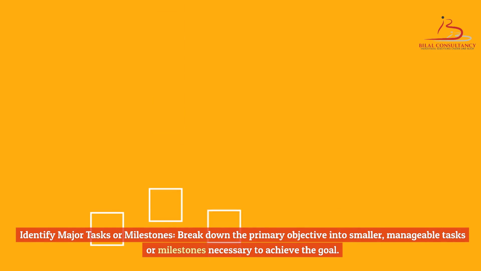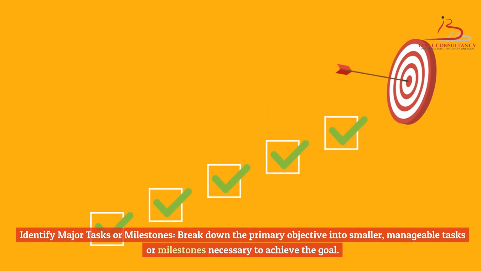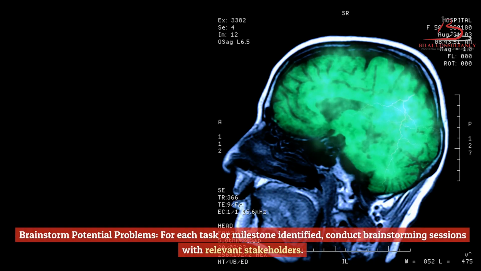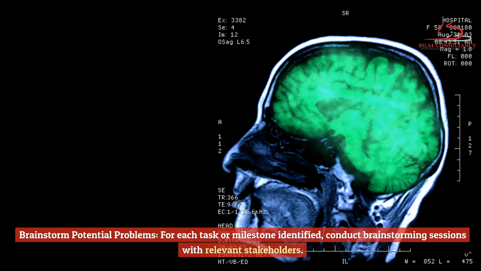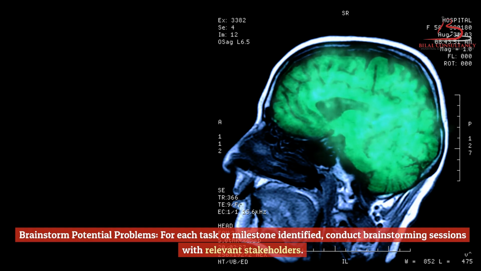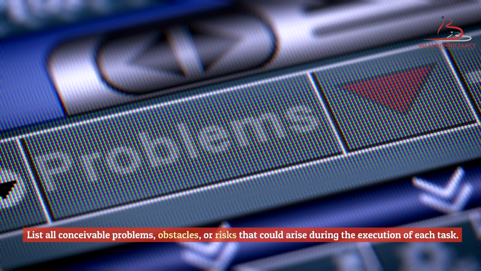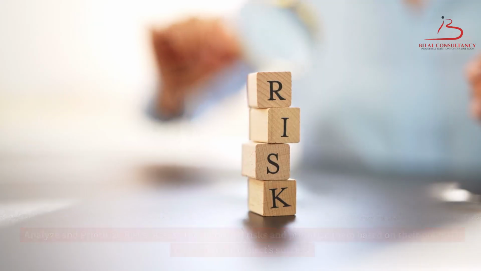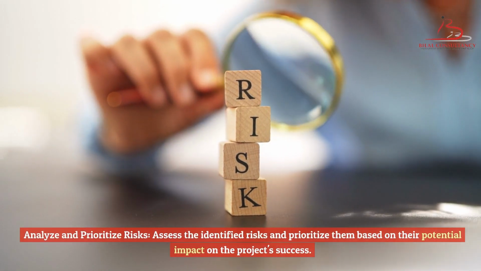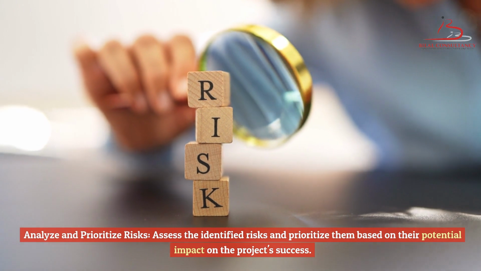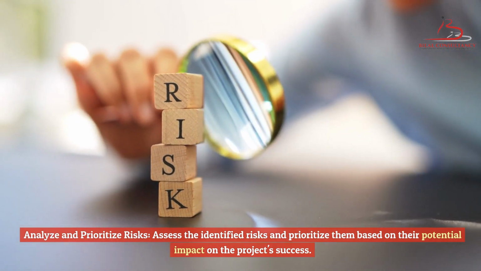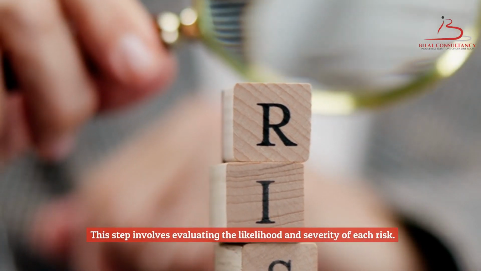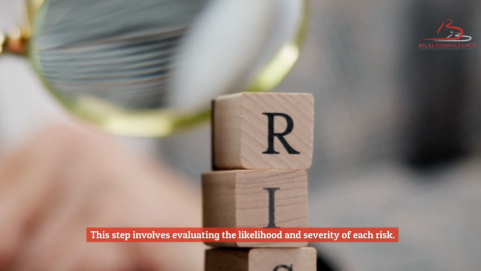Identify major tasks or milestones. Break down the primary objective into smaller, manageable tasks or milestones necessary to achieve the goal. Brainstorm potential problems. For each task or milestone identified, conduct brainstorming sessions with relevant stakeholders. List all conceivable problems, obstacles, or risks that could arise during the execution of each task. Analyze and prioritize risks. Assess the identified risks and prioritize them based on their potential impact on the project's success. This step involves evaluating the likelihood and severity of each risk.